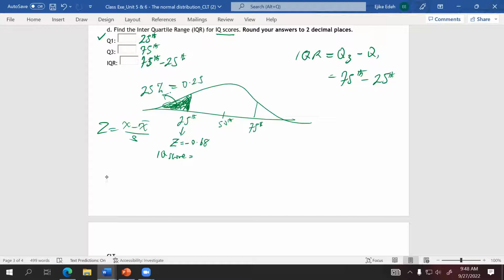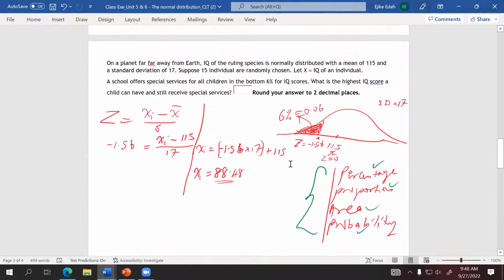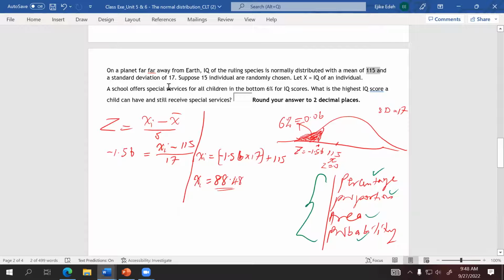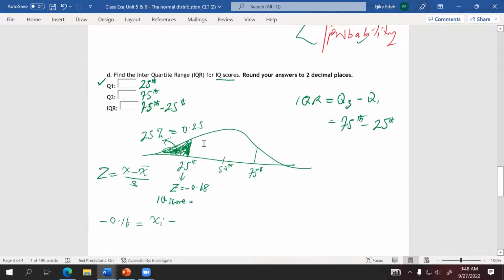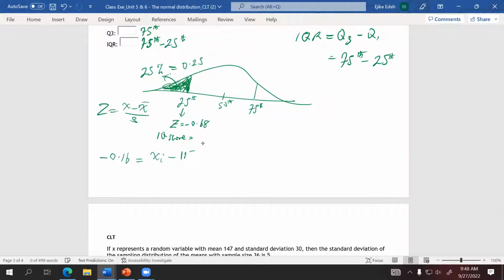I've used a simple s here, which is the sample standard deviation. So our z value is negative 0.68, which is equal to the data point, which we don't know, that's what we're looking for. We know that the mean for this question is 115, and the standard deviation is 17. So just like before, we simply solve for x by multiplying negative 0.68 by 17 and adding 115.